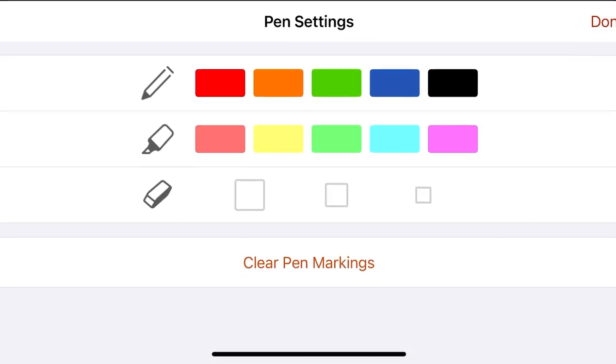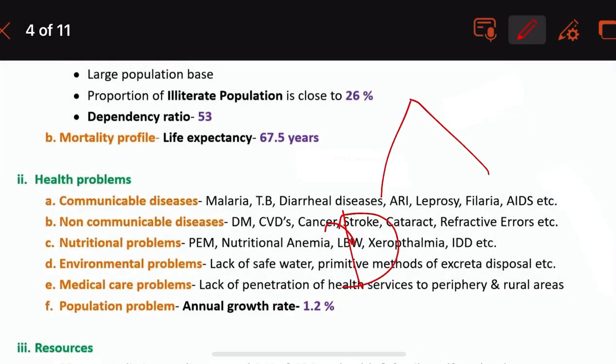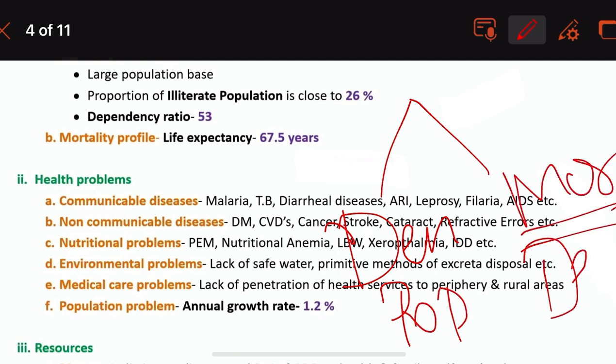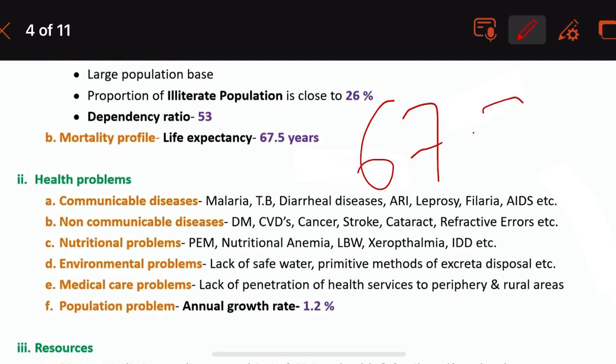The mortality profile. I told you two things you have to measure. First is the demographic profile, the population, and then the mortality profile to assess the death rates. The life expectancy is comparatively increasing. It is 67.5 years because of the advancement in the health services which are provided. In the past few decades, we have seen a notable improvement in the health status of the population.